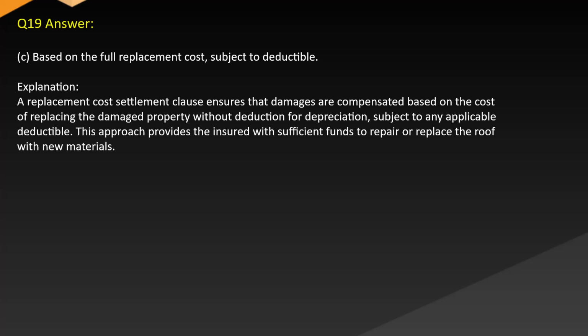Answer: C. Based on the full replacement cost, subject to deductible. Explanation: A replacement cost settlement clause ensures that damages are compensated based on the cost of replacing the damaged property without deduction for depreciation, subject to any applicable deductible. This approach provides the insured with sufficient funds to repair or replace the roof with new materials.